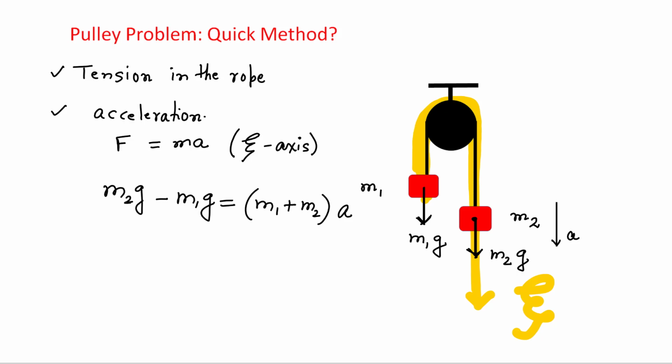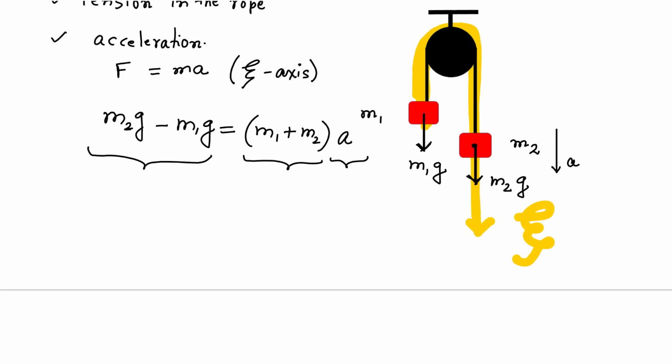Because we are considering M1 and M2 as a system, and this rope is also a part of the system, internal forces like tension in the rope are internal forces. That's why we have not considered them. So what are the external forces? External forces are equal to M2Z minus M1Z. What is the mass of this system? That is M1 plus M2, and acceleration is A. So from here I can directly get A. A is nothing but (M2 minus M1) times Z divided by (M1 plus M2).